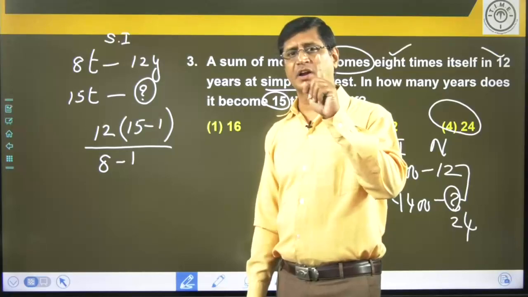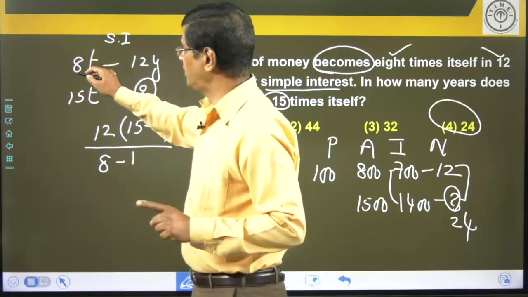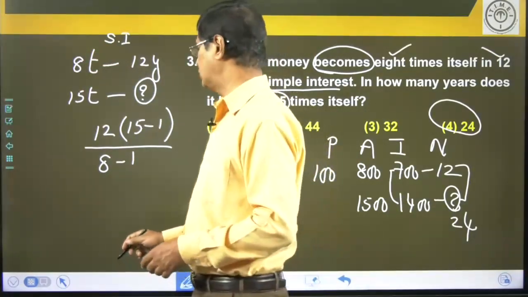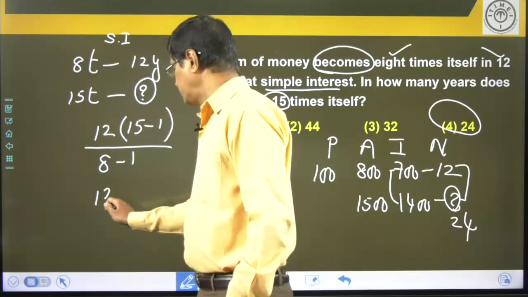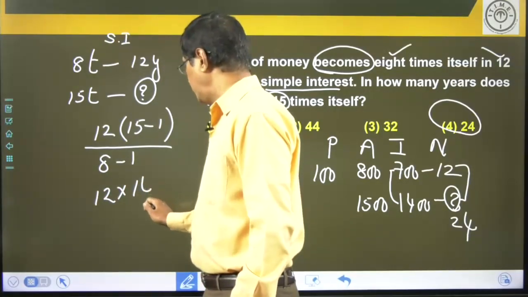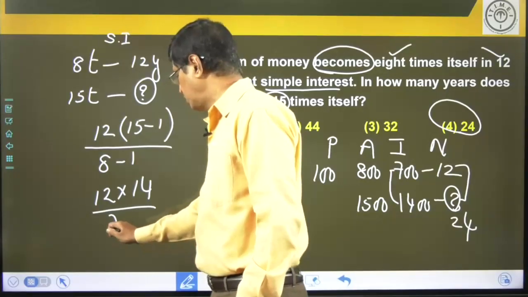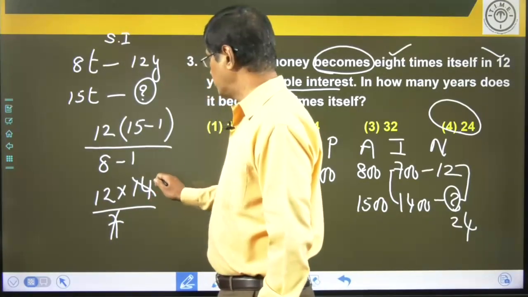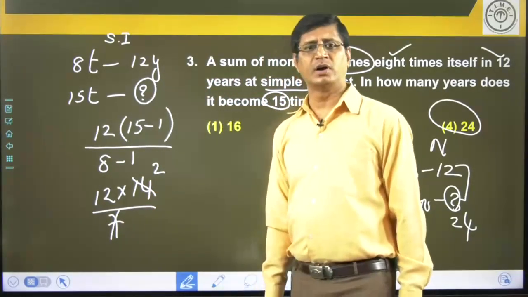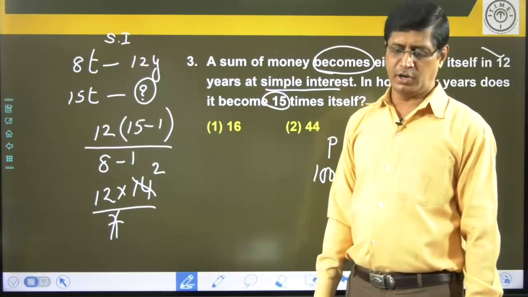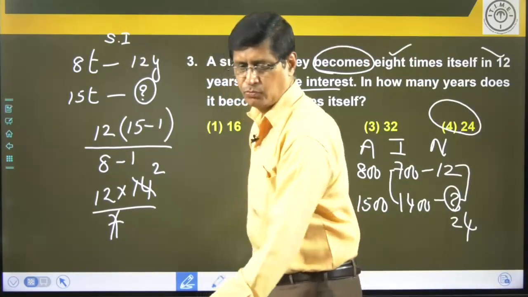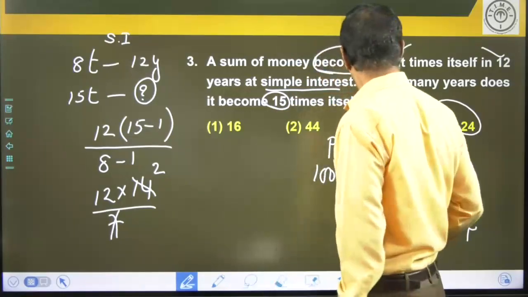Subtract 1 from the number of times. Number of times 8 and 15. Subtract 1 from 8 as well as 15. Now the result is 12 into 14 by 7. Simplify. 7 goes exactly 2 times. 2 times 12 is 24. Right choice, option number 4. 24 years.